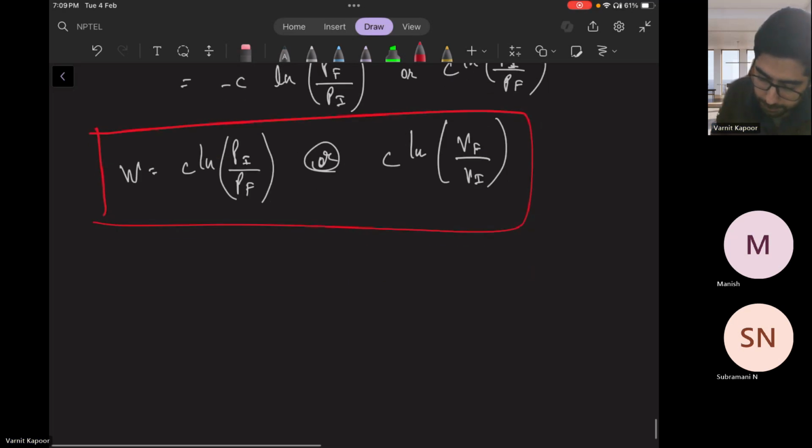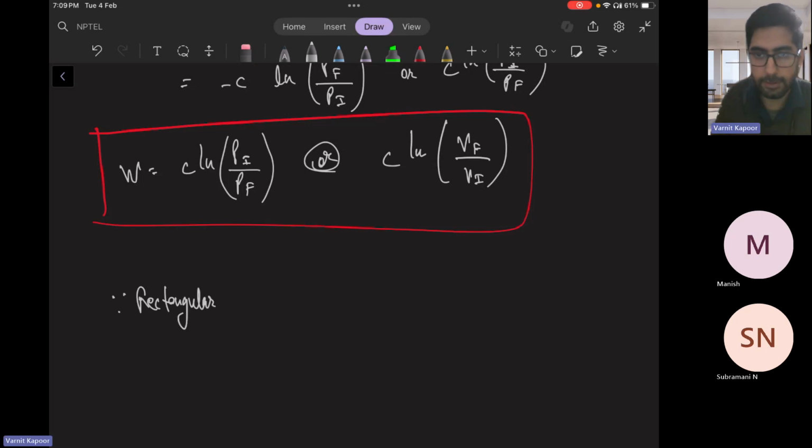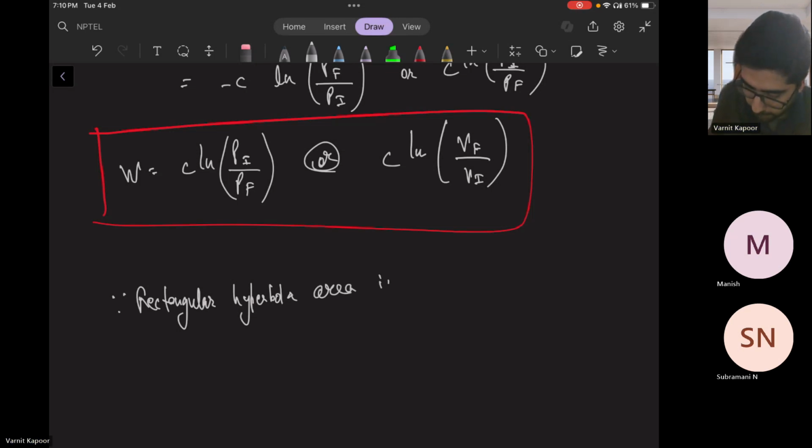Let me write here. Since it is a rectangular hyperbola, that's why the graph of the isothermal process is rectangular hyperbolic in nature. And the area is the same for a rectangular hyperbola. From the graphical as well as the mathematical point of view, we have proved that the work comes out to be the same, the area under the PV curve.